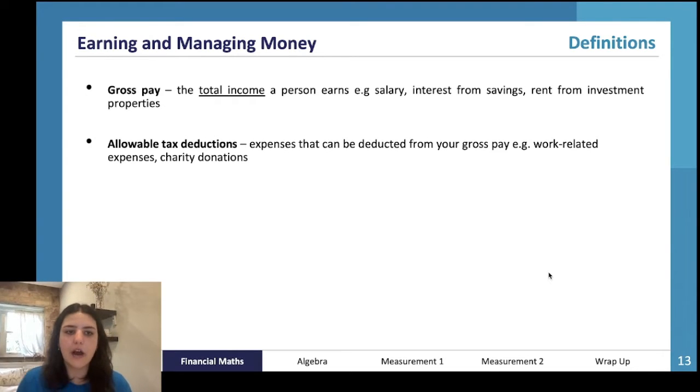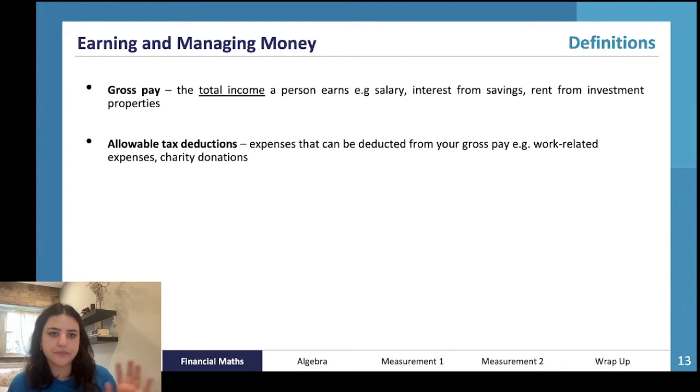We then have allowable tax deductions. These are expenses that can be deducted from your gross pay. So when you go and lodge your tax, once you're an adult and you earn enough money to pay tax, things like a charity donation or buying your uniform for work or a work car if you're so lucky, or a work trip. These are all things that you can deduct from your tax, right? So the ATO says, look, we're not going to make you pay tax on the uniform that you bought to wear to work or the laptop that you do your work from.